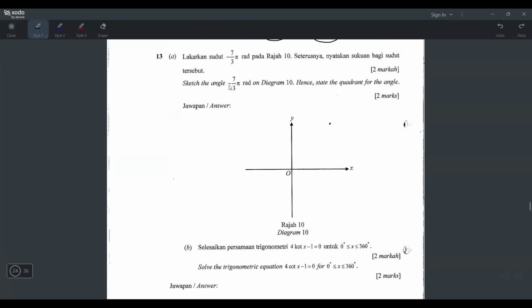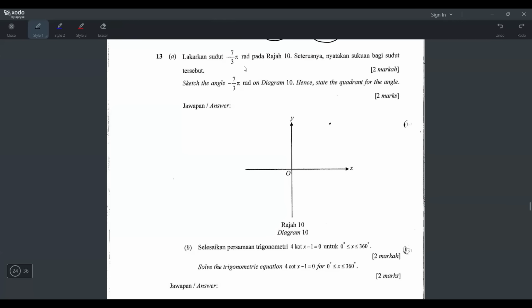13A, sketch the angle -7 over 3 pi radian on diagram 10. Hence, state the quadrant for the angle. Okay, first of all, if you want to sketch the angle, you need to know which quadrant you have to put the line in first lah. So this one, they give the angle in radian, so it's very difficult to know which quadrant, right? So why not you change to degree? Because when you change to degree, you boleh lebih nampak dia punya angle tu in between berapa degree, and you lebih nampak which quadrant.